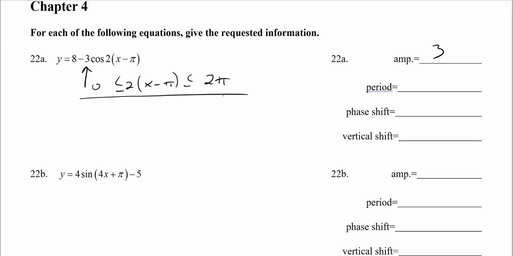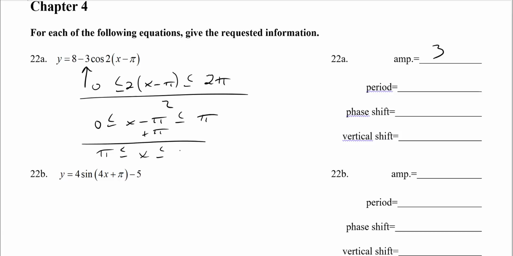First thing I'm going to do is divide by 2. So 0 less than or equal to x minus pi, less than or equal to pi, and then add pi to all sides. So you get pi less than or equal to x, less than or equal to 2 pi. So the period is 2 pi minus pi, which is pi. It's the period. The phase shift is that number right there.